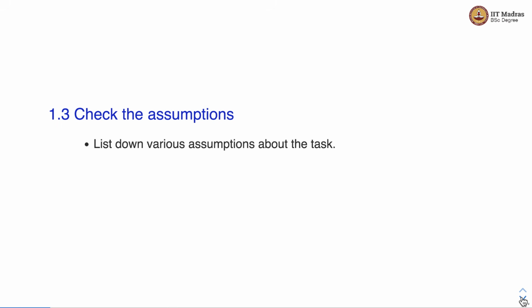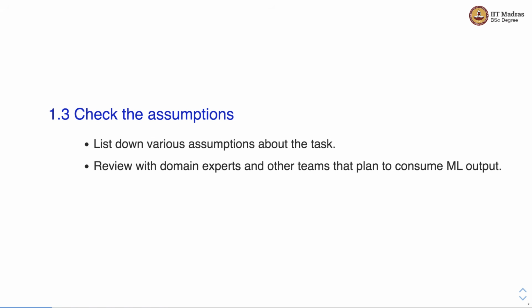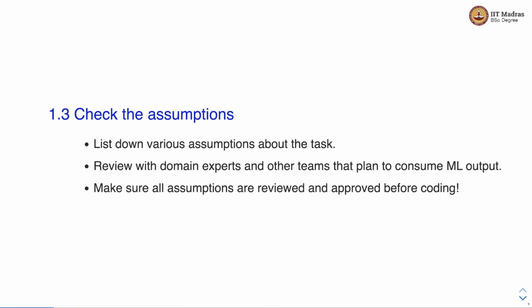The next step is to check the assumptions that we make for solving the problem. We need to list down various assumptions about the task. We would like to review these assumptions with domain experts and other teams that plan to consume the output of the machine learning module. This helps us in making sure that all assumptions are reviewed and approved before coding.